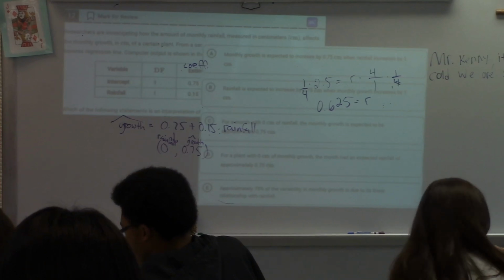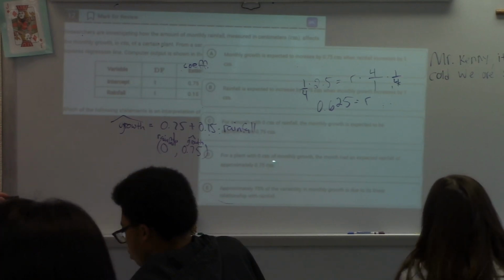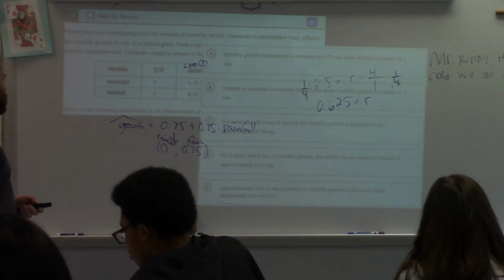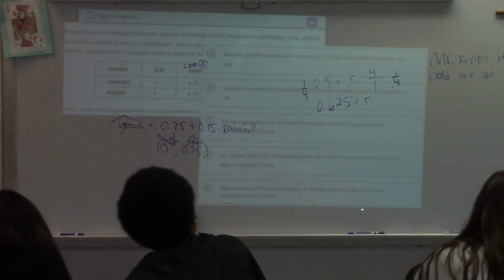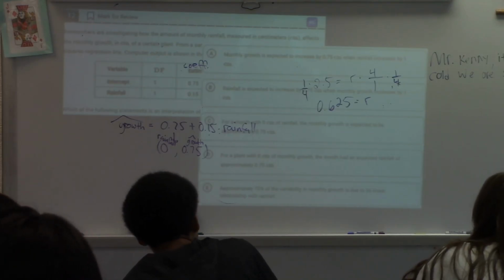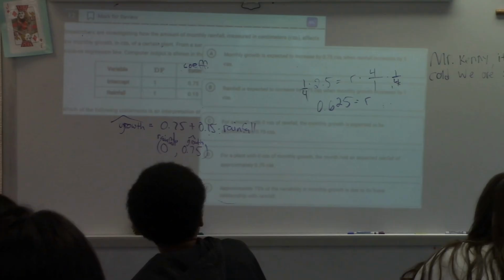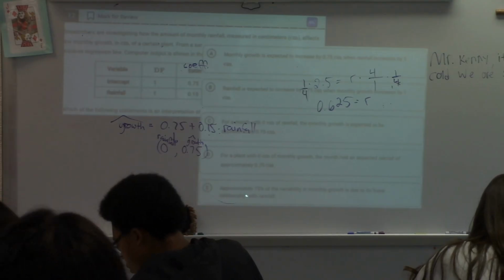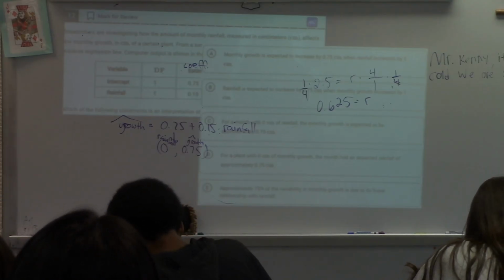Yeah, the variables are backwards. Flip the explanatory and response. And when they say approximately 75% of the variability in monthly growth is due to its linear relationship with rainfall, what should that make us think of? R squared. Does it say anything about R squared up there? So noticing that language should trigger something, not in a bad way, but in saying, oh, I know that term.